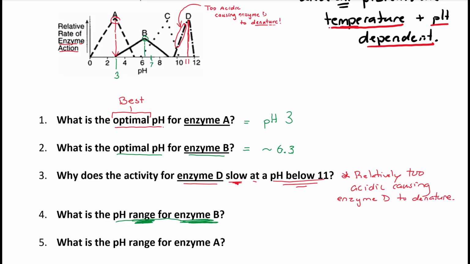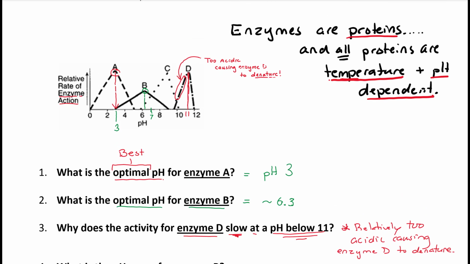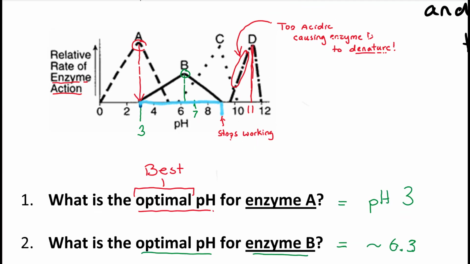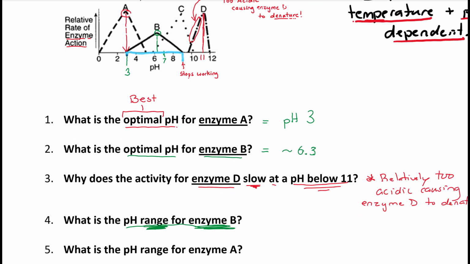Enzyme B, what's the pH range? A range is from one number to another number. It starts to work at a pH of 3 and works all the way up to about a pH of 9. Therefore, it works in some capacity from a pH of 3 to 9. And the range for enzyme A works from about 0 to 5, again, in some capacity.